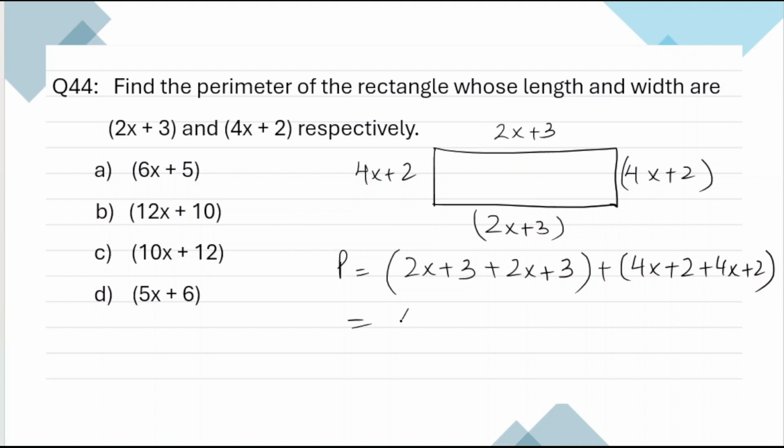So, 2x plus 2x is 4x, plus 3 plus 3 is 6, 4x plus 4x is 8x, 2 plus 2 is 4, and 4x plus 8x is 12x and 6 plus 4 is 10. So my correct answer is option B, 12x plus 10.